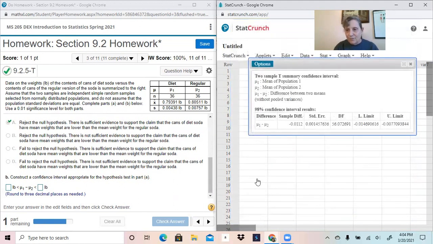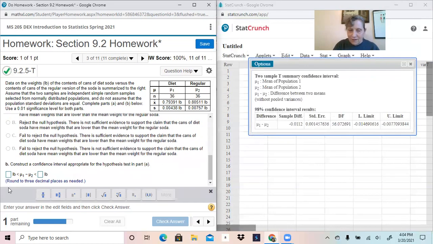So compute. So for our confidence interval, the lower limit is negative 0.015, rounded to 3 decimal places. The upper is negative 0.008.